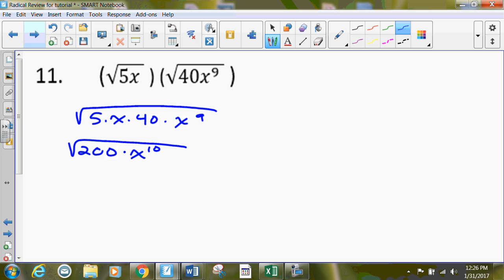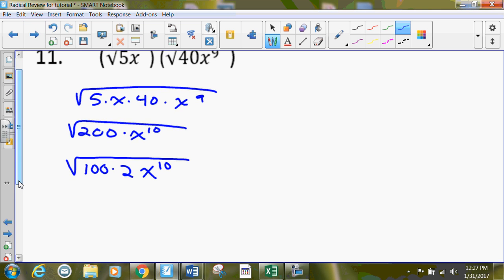So is there a perfect square hidden in 200? There certainly is, 100. Are there any perfect squares hidden in x to the 10th? Yes, so I could write x to the 10th as x squared, x squared, x squared, x squared. But I'm going to write it like this, and I'm going to do my shortcut. First of all, I'm going to pull out the 10, right? Square root of 100 is 10. And then what's left over is the 2.